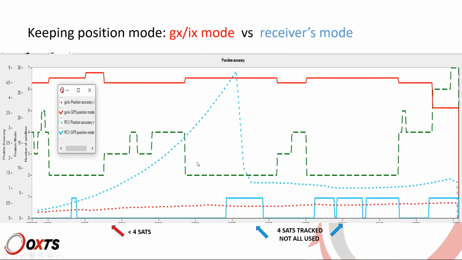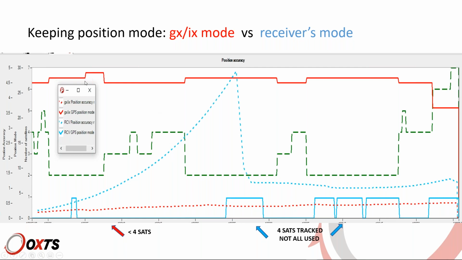Another example, it's similar to the previous one. Again, you can see that no mode is available for a long time here. You can see that it tries basically to go back when it manages to track 4 or more satellites, but the number of satellites used, that's the dark green line, shows us that even if the system is able to track 4, just 2 of them are being used because the other 2 are too bad basically to provide a solution. And this causes the receiver's mode to jump back again to 0 and again and again. It doesn't have a solid position mode.